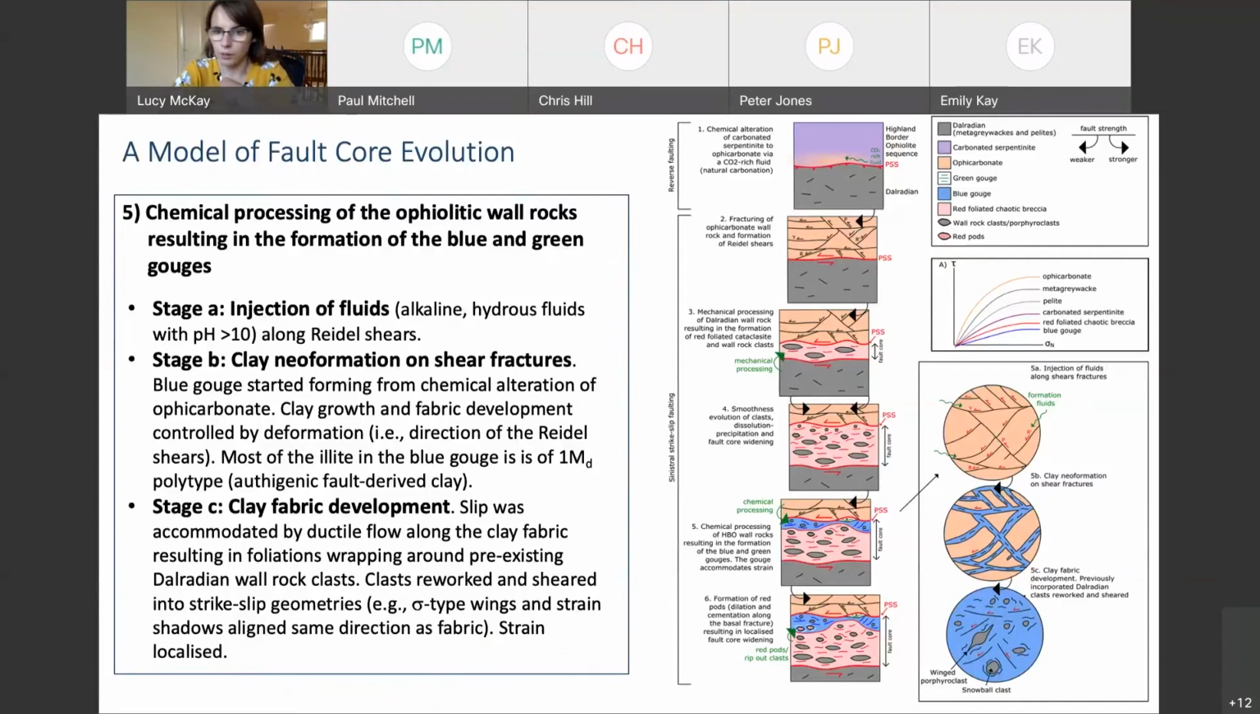Once most of the serpentinite is broken down into the blue or green gouge, slip was accommodated by ductile flow along the clay fabric, resulting in the foliations wrapping around the pre-existing clasts of the Dalradian wall rock that have previously been incorporated into the fault zone. And these clasts during this point were reworked and sheared into the strike slip geometries, and you get your strain shadows and your wings as you saw in the thin sections.